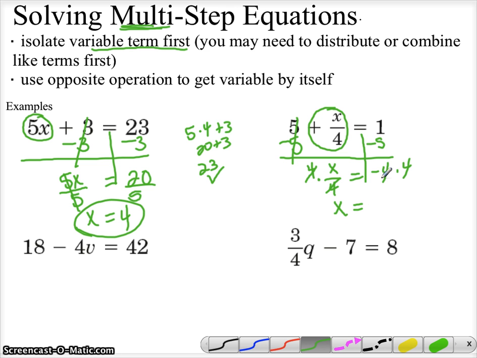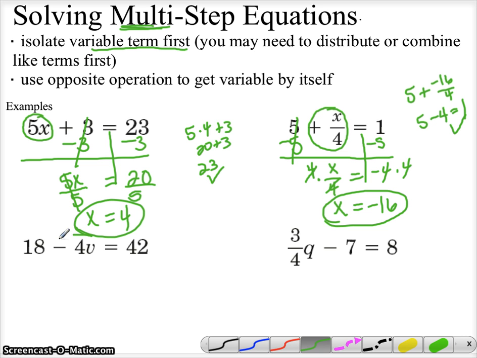So you have x. Negative 4 times 4 is negative 16. Okay, and then plug that in. You have 5 plus negative 16 divided by 4. Negative 16 divided by 4 is negative 4. 5 minus 4 is 1, so that checks.